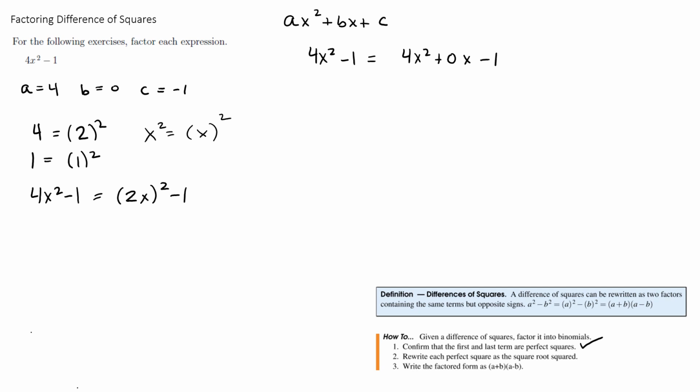Right? So once we have this in this form, we can identify that our a here is 2x, and this is a different a and b, so this is the a that we're using from our difference of squares. So a is going to be 2x, and b is going to be equal to 1. So that's our step 2 there, and then our step 3 is going to be to write this in factored form. So we've got 4x squared minus 1 is going to be equal to a plus b times a minus b. So the difference of squares here is going to be 2x plus 1 and 2x minus 1.